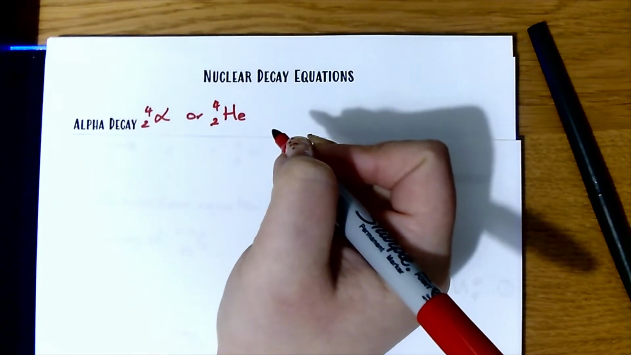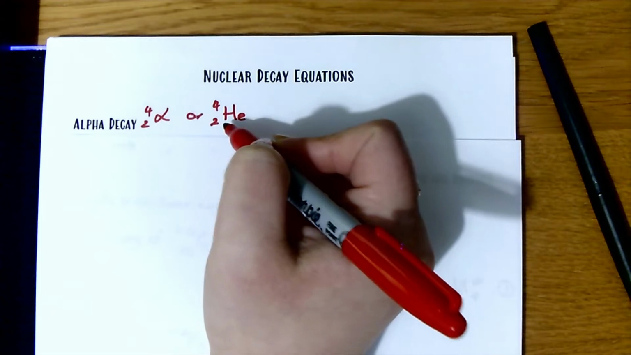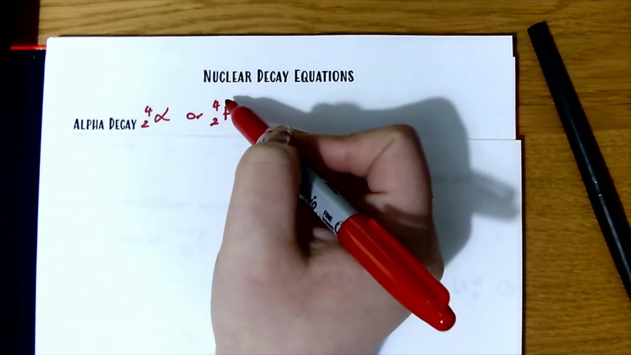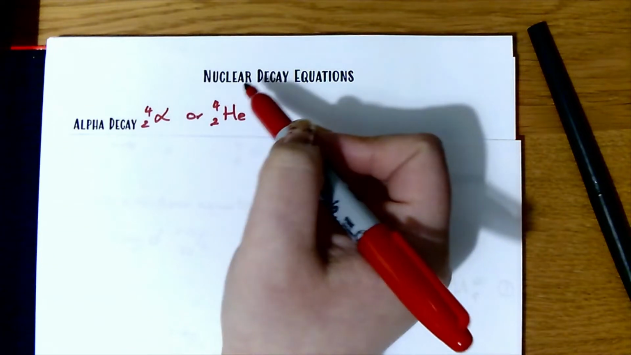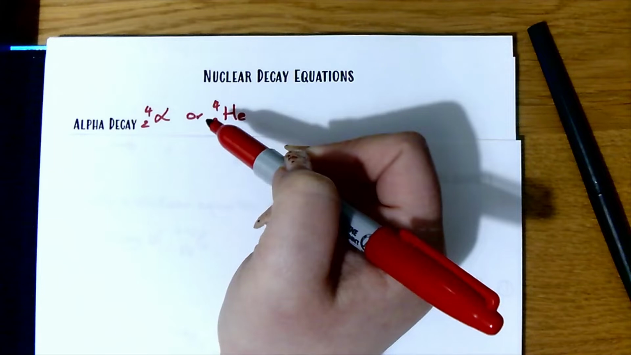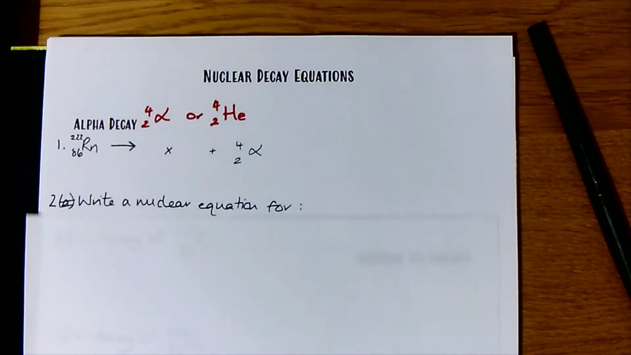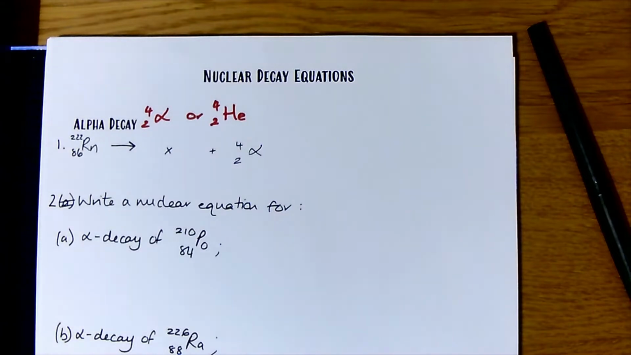its atomic number will decrease by 2, i.e. a loss of 2 protons, and the mass number will decrease by 4, i.e. a loss of our 2 aforementioned protons and 2 neutrons. Here is how we show that in a balanced nuclear equation.